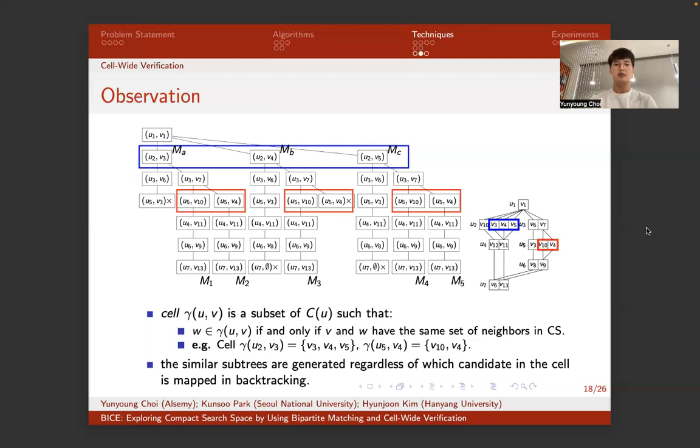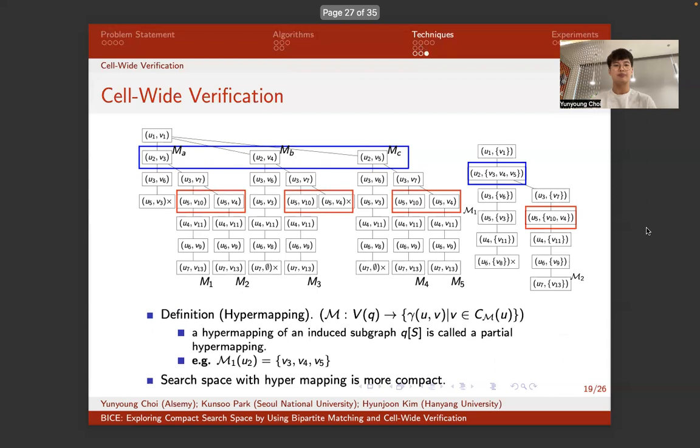As evident in the above example, similar subtrees in the search trees are generated regardless of which candidate within the cell is mapped during backtracking. To make the search space compact, we define hypermapping. Hypermapping is a mapping from query vertices to a single cell. Similar to embedding, we define hyper partial embedding, which is a hypermapping of an induced subgraph. For example, we can map U5 into cell V10, V4.